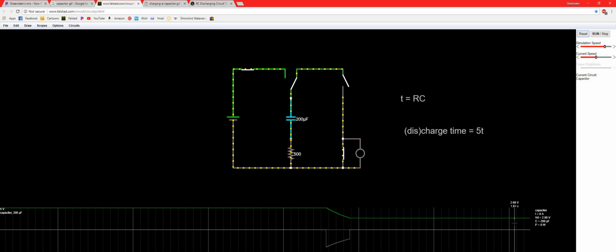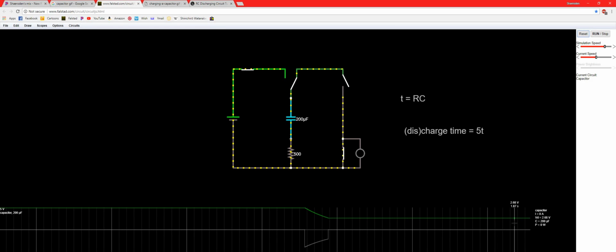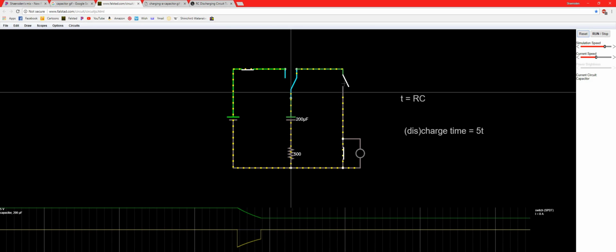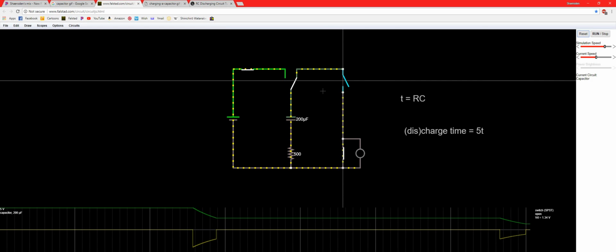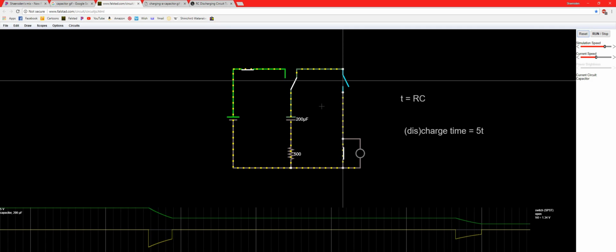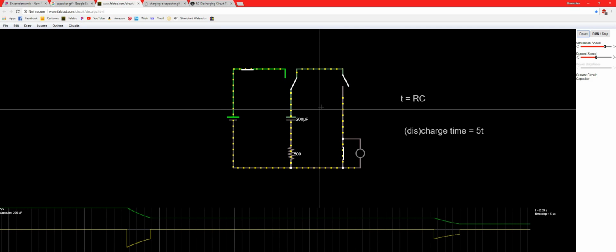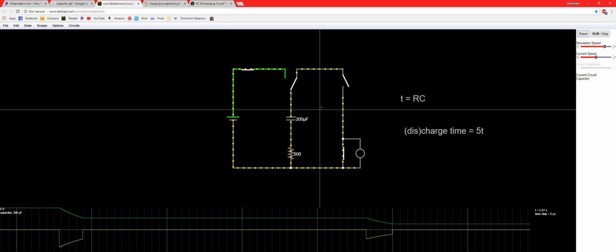Oh, that's the sag, okay. So we can resume discharge by reconnecting the circuit and pause it anywhere we want. Now, of course, in real life, a capacitor will not hold its charge forever, but you can get it to hold its charge for a pretty long time.